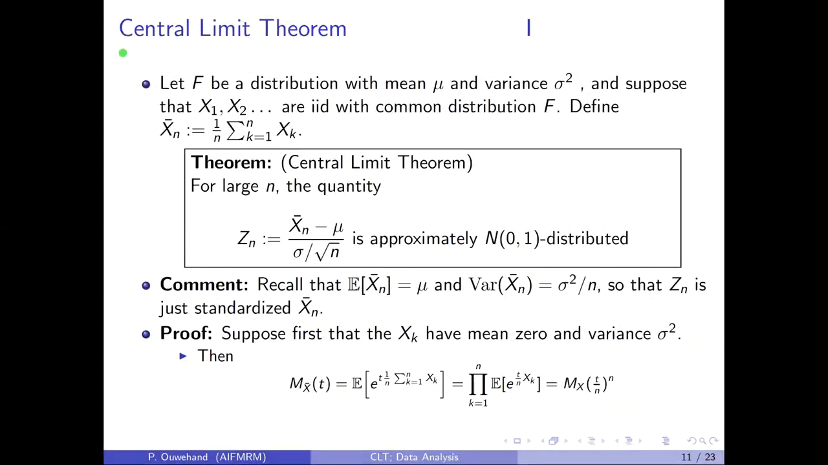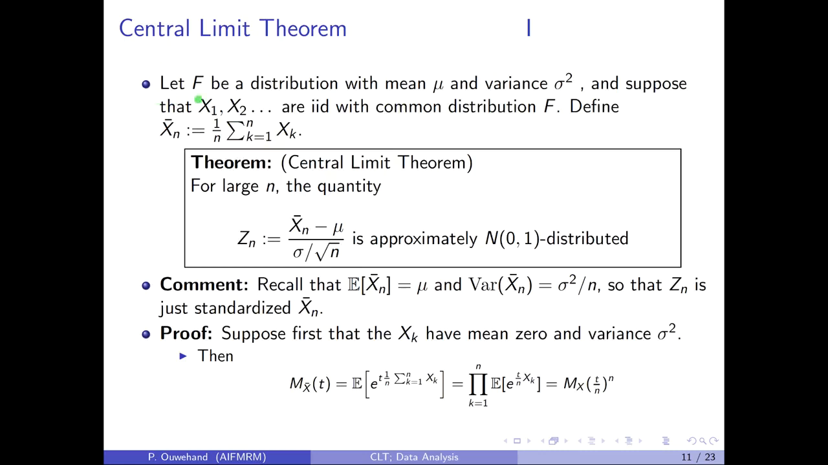This short video is concerned with the central limit theorem, which, roughly speaking, states that a sum of a large number of independent and identically distributed random variables is approximately normally distributed. Now that statement is imprecise, so let's clear it up.